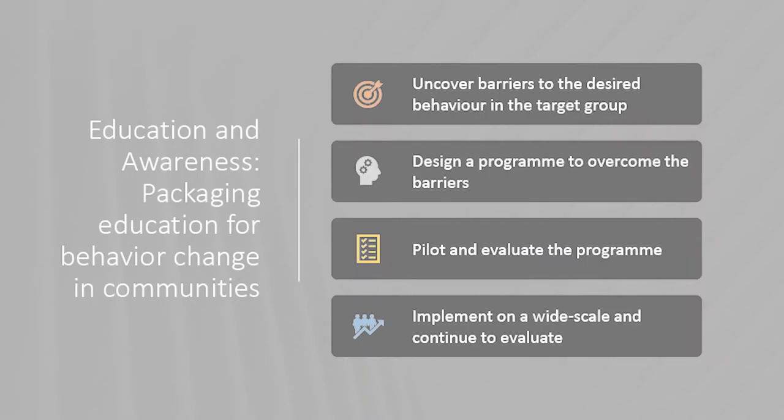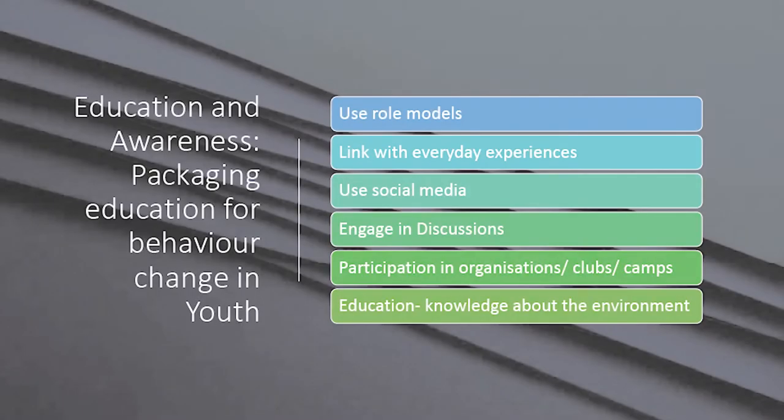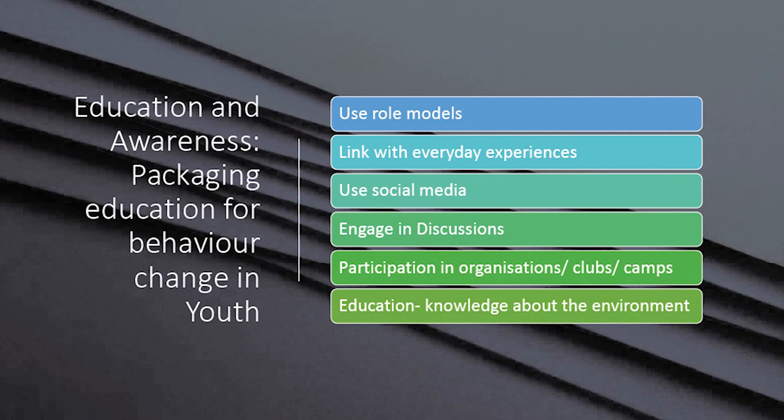So what do you do? That packaging needs to uncover barriers to the desired behavior in the target group, program on a wide scale, and continue to evaluate. So we also need to do that in our youth, packaging low carbon transition education for our youth. We can use role models. Who are some of our role models?